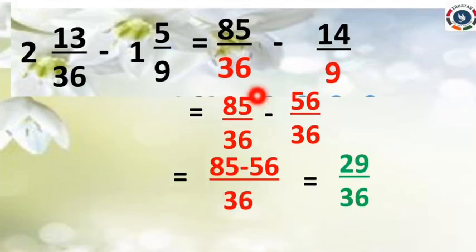So substitute the value for 85 by 36 minus 14 by 9, which is equal to 85 by 36 minus 56 by 36. So subtract the numerator alone. It is equal to 85 minus 56 divided by 36. So it is equal to 29 by 36.